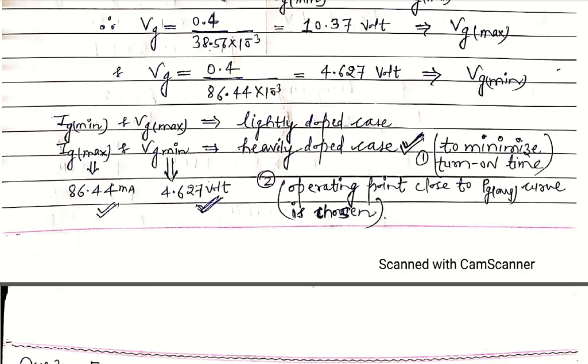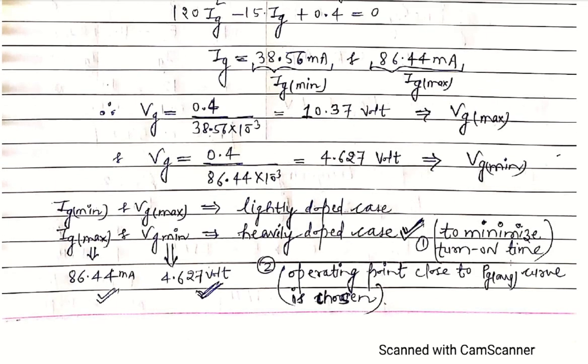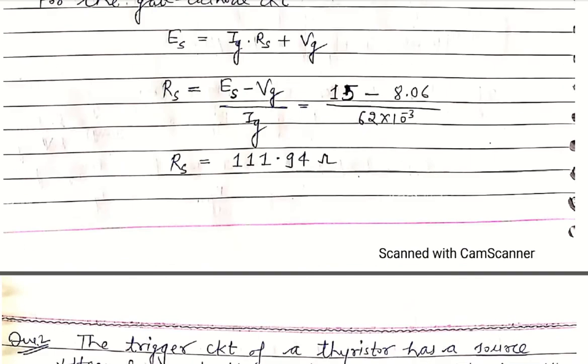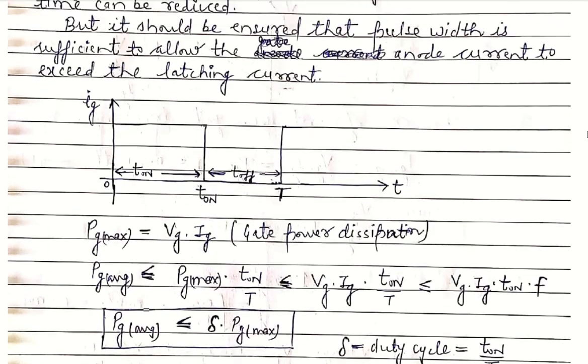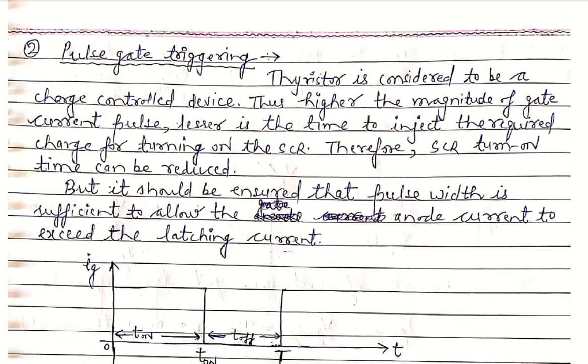So the operating point close to the PG average curve is always chosen, and to minimize the turn on time, we always prefer a higher amount of gate current. So Ig maximum 86.44 milliampere and Vg 4.627 volts. We choose these two values as the trigger current and trigger voltage. In this way we have solved two numerical problems regarding gate characteristics. In my upcoming lecture we will further solve some numerical problems regarding the gate cathode characteristics. Thank you.